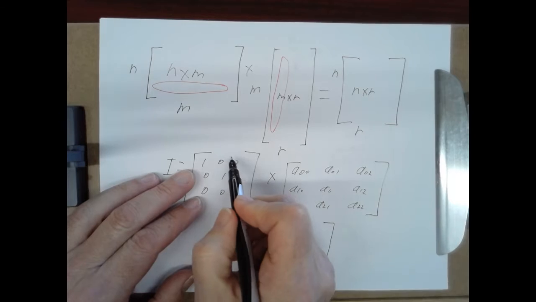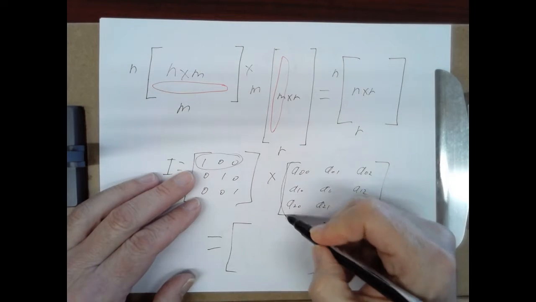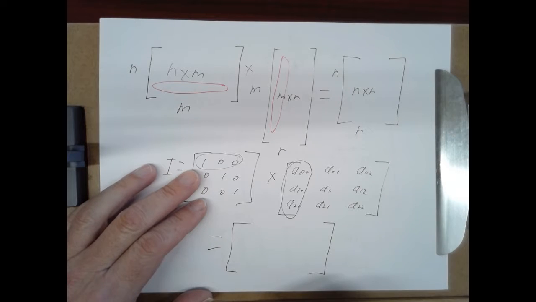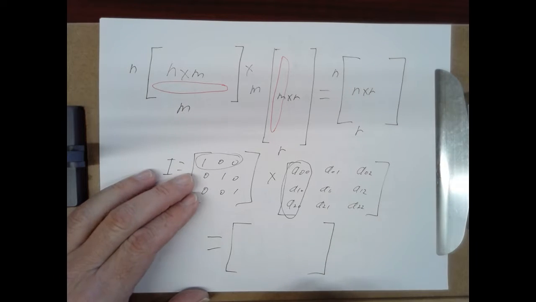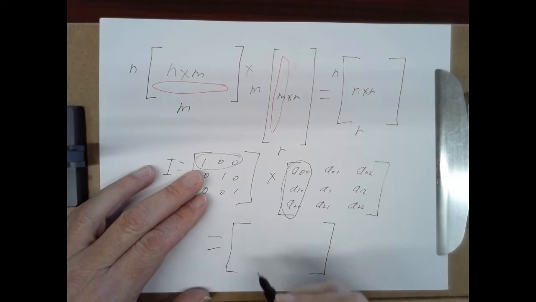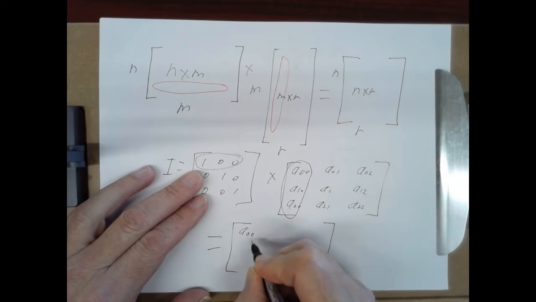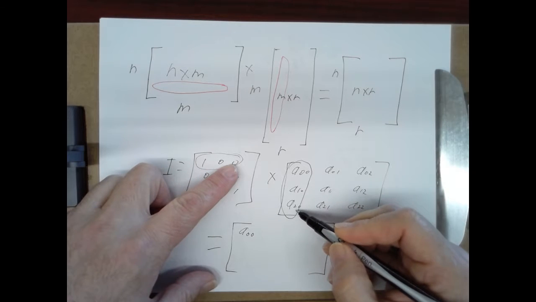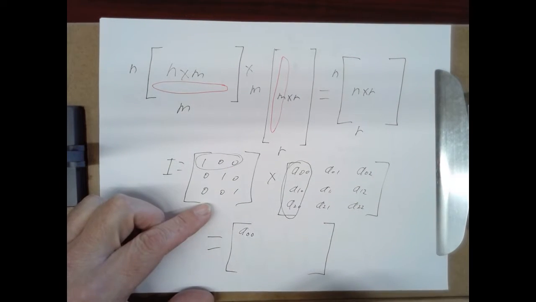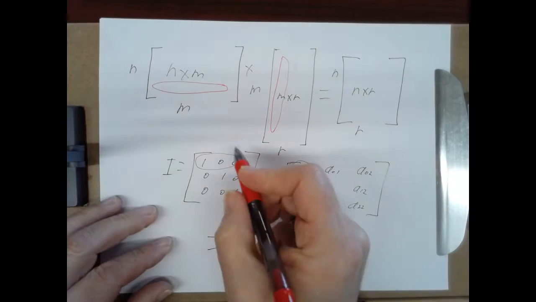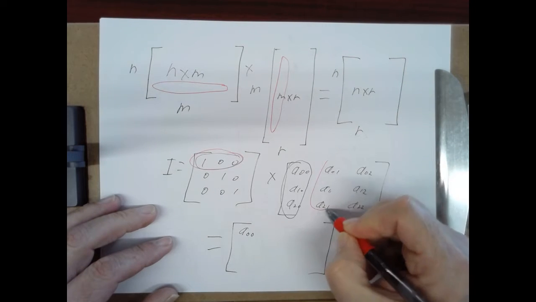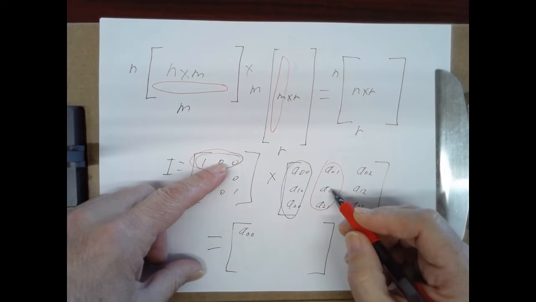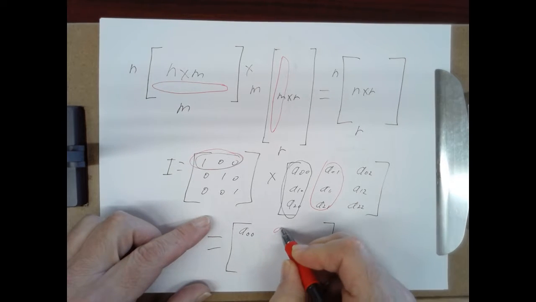Because if I take this first row and this first column, and I take their dot product, what am I going to get? I'm just going to get A0,0. This thing times 1 plus this thing times 0 plus this thing times 0. I'm just going to get A0,0. And if I take the first row and the second column, I get A0,1 times 1 plus this times 0 plus this times 0. This is going to be A0,1.